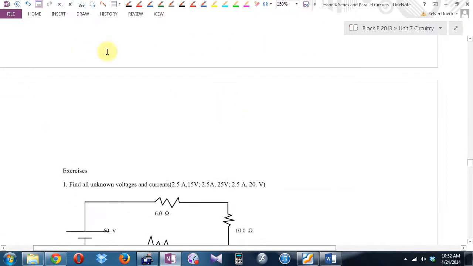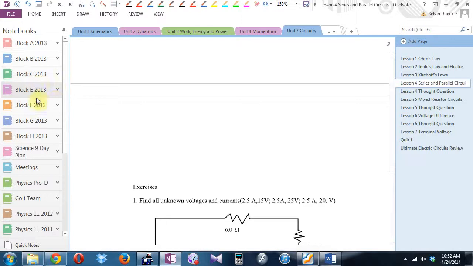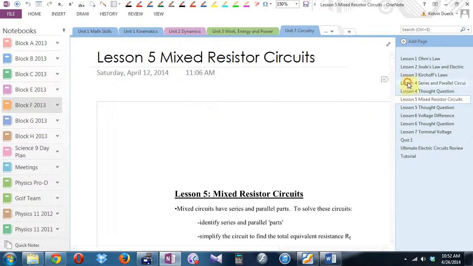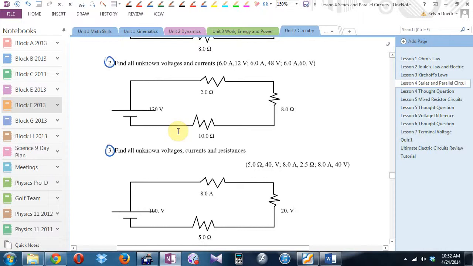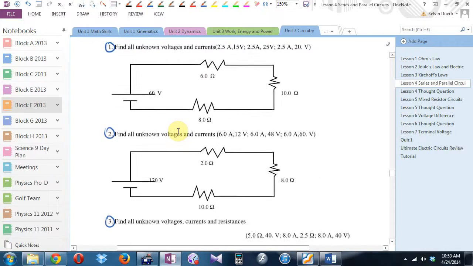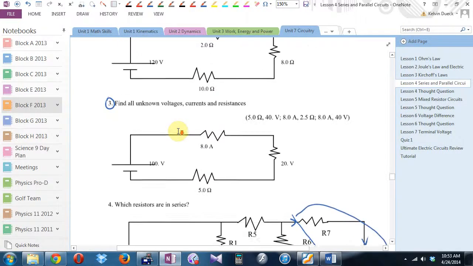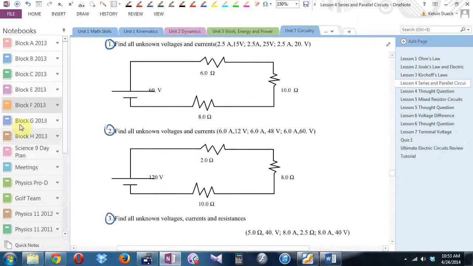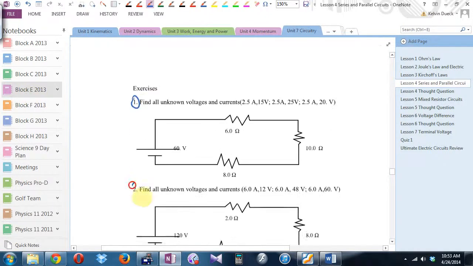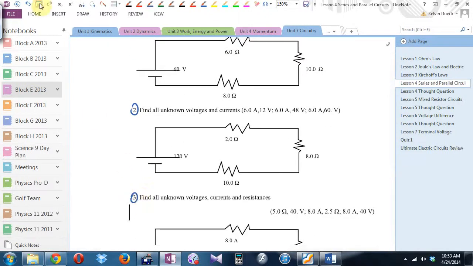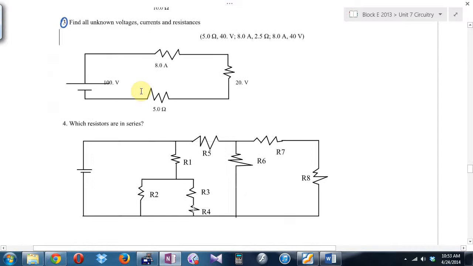What's your homework? Here's what I assigned my block F's. I'm giving you lots. 1, 2, 3. Okay, let me write that down. 1, 2, 3. Number 4 we're going to do together right now.